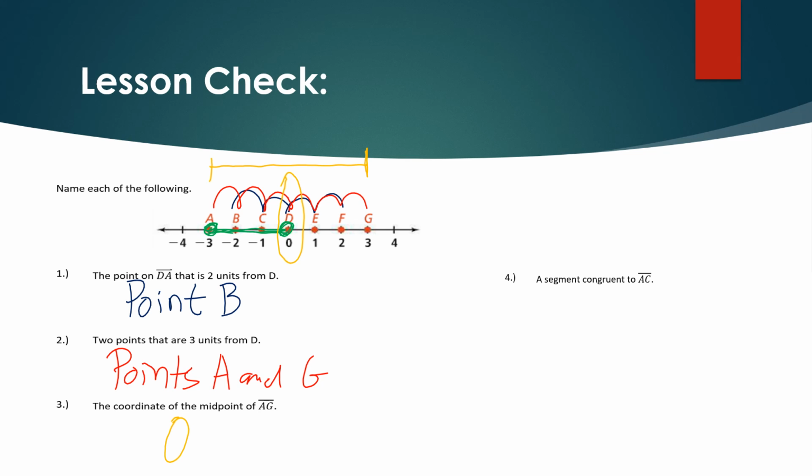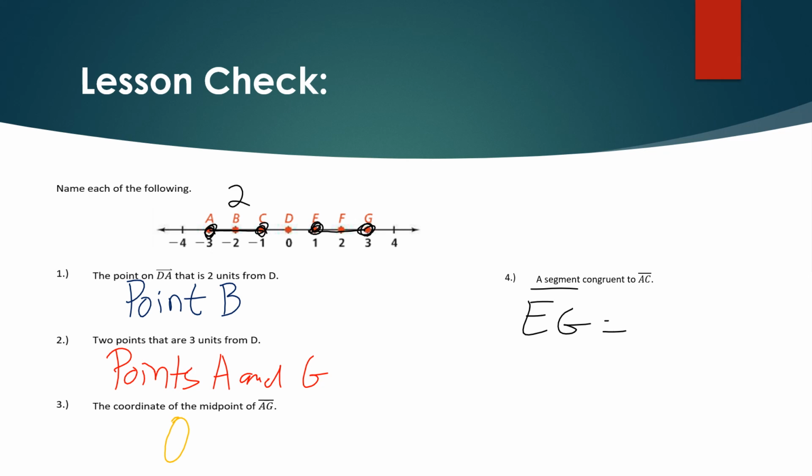And then last but not least, number 4, it asks what segment is congruent to AC? So I'm going to clean up my picture just because it's getting kind of messy. But being congruent to AC, there are many, many segments that will do that. So AC is here and has a length of 2. So I just need any other segment that has a length of 2. So maybe something like EG. So I can say that EG is congruent to AC because they have the same length. And that will do it for the lesson check.